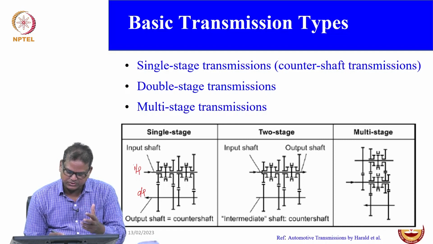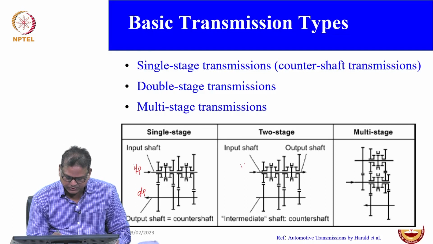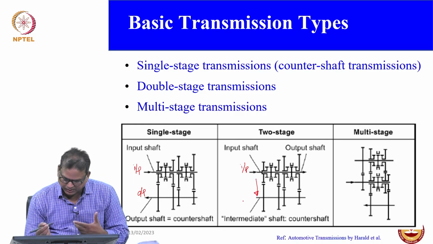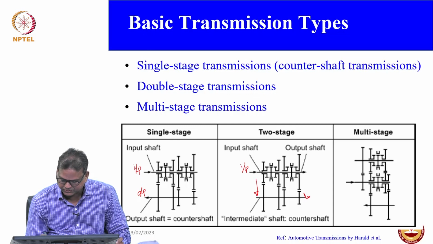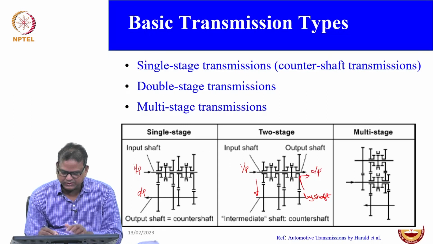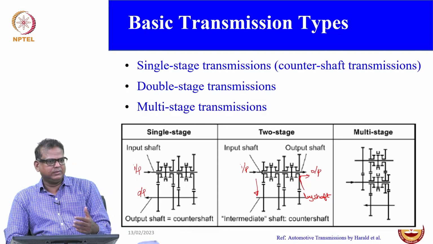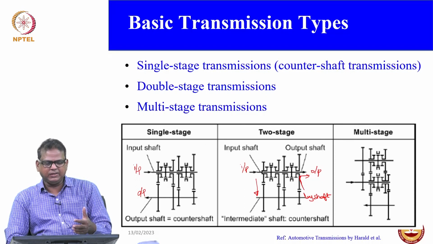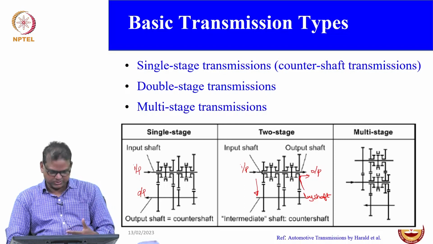Whereas if it's two stage, this is your input shaft. From there, the transmission goes to your lay shaft, the intermediate shaft, which is called the lay shaft. From there the transmission goes through to the output shaft. So, this is called a two stage gearbox. This is the one we are going to use extensively in automobile transmission.